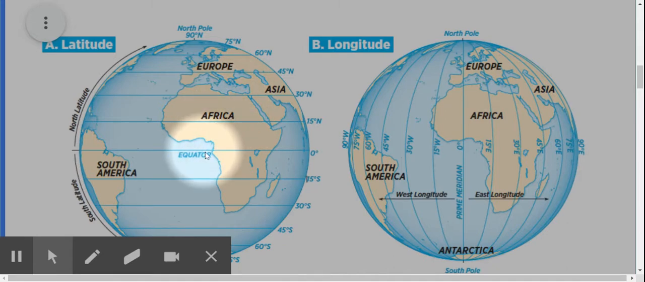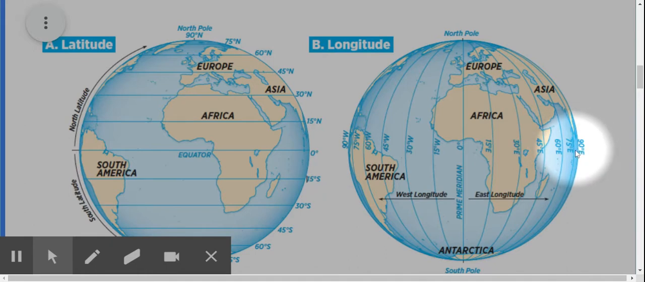Taking a look at the longitude map, the prime meridian serves as 0 degrees. It runs through an imaginary line going through a part of London, England called Greenwich. So this is 0 degrees longitude. Anything east of the prime meridian is degrees of longitude east, like 15 degrees east, 30 degrees east, 45 degrees east, 60 degrees east, 75 degrees east, 90 degrees east.